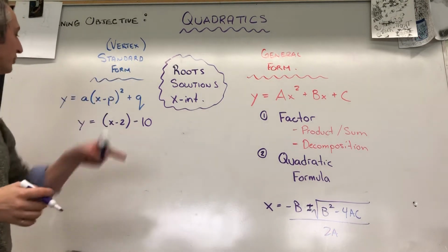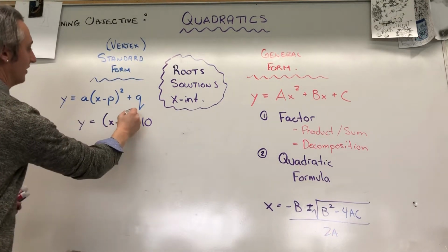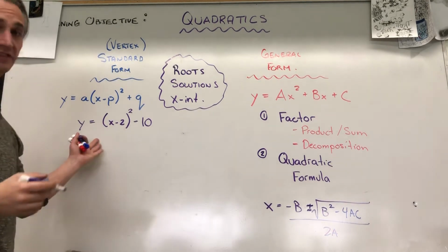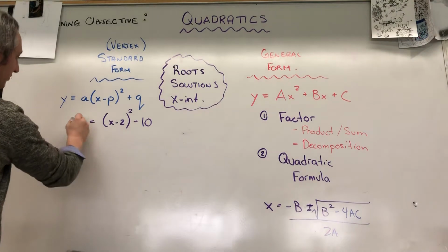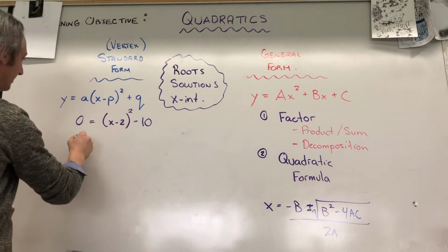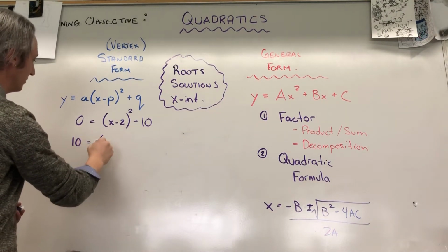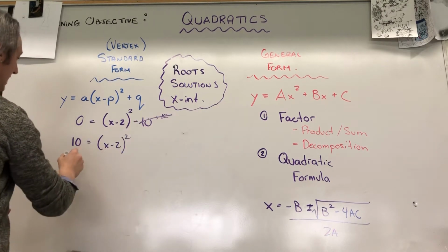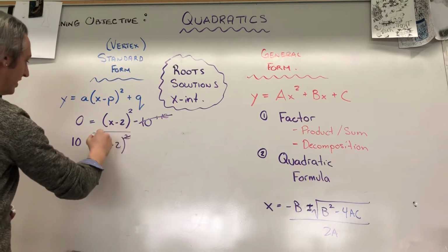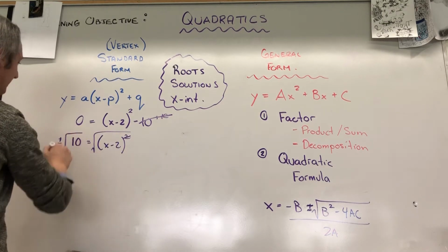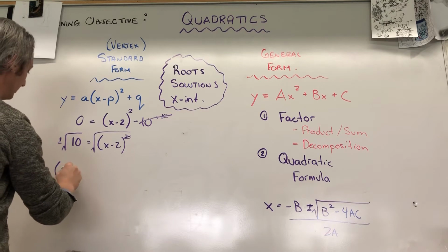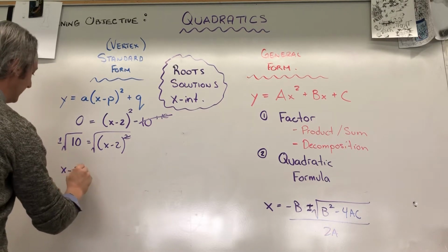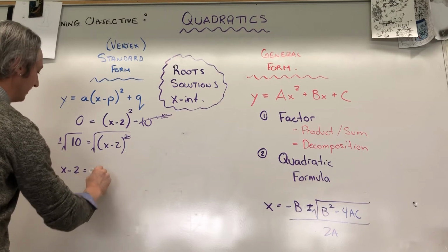So if I'm trying to find the roots of this quadratic equation, I just have to make y equal to 0 if I'm finding the roots, and I solve for x. So I get 10 is equal to (x minus 2) squared. I just move this across. And then I take the square root of both sides to get rid of this square, and it's plus or minus. So I get x minus 2 is equal to plus or minus root 10.